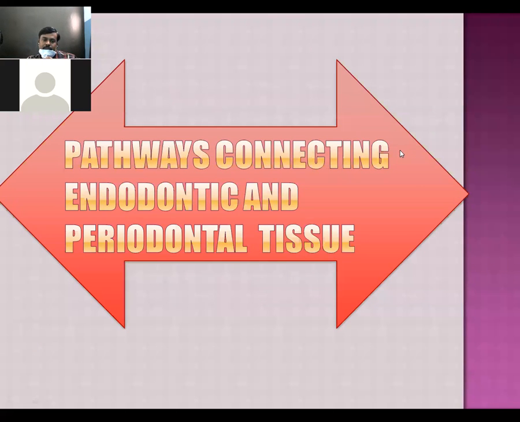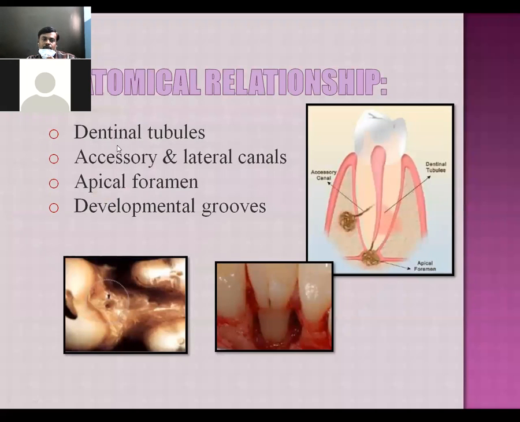So what are the pathways which connect endodontic with the periodontal tissues? There are anatomic pathways and there are pathological pathways. First we'll discuss the anatomical pathways which connect the endodontic with periodontal tissues. So, anatomy: how the endodontic tissues develop around the periodontal tissues.